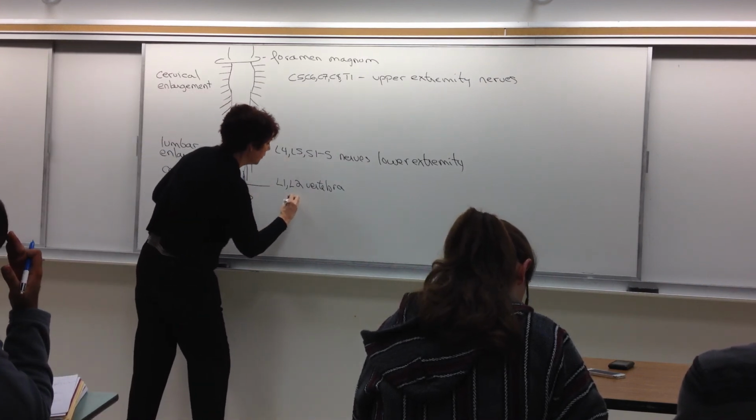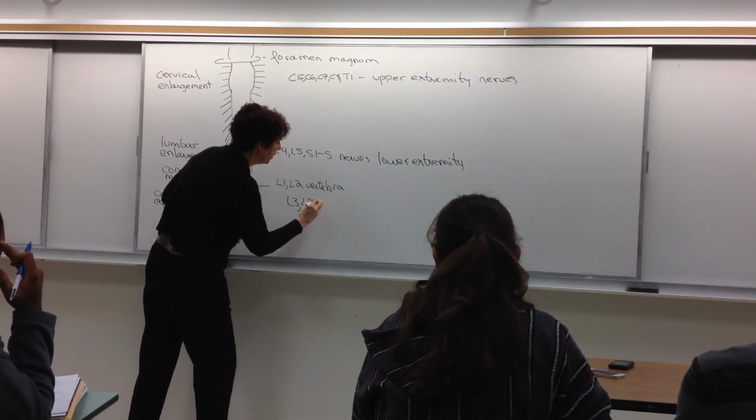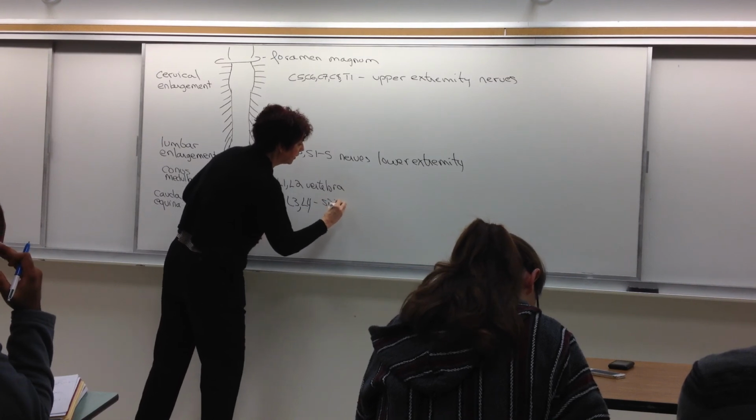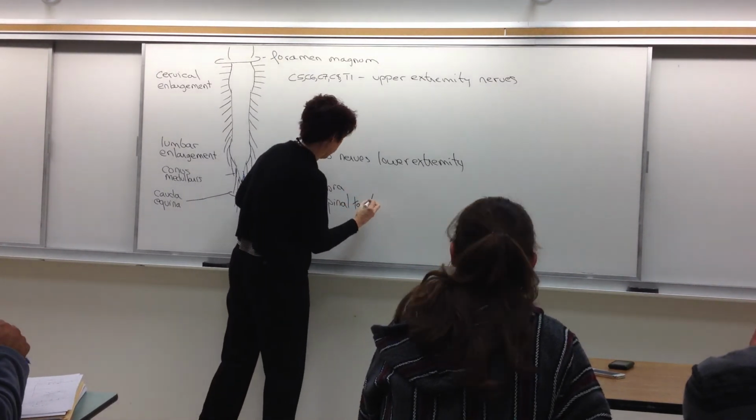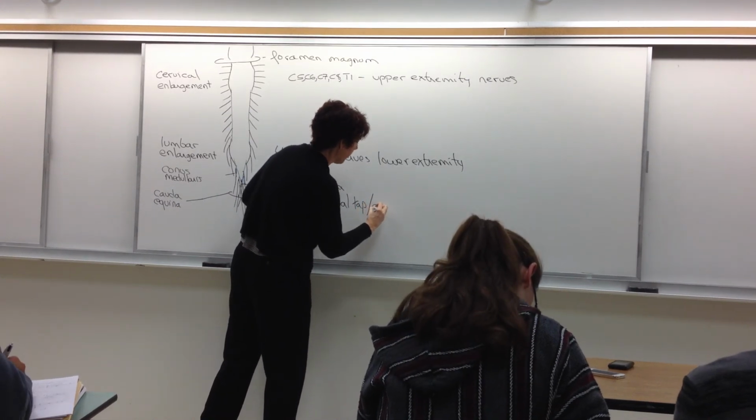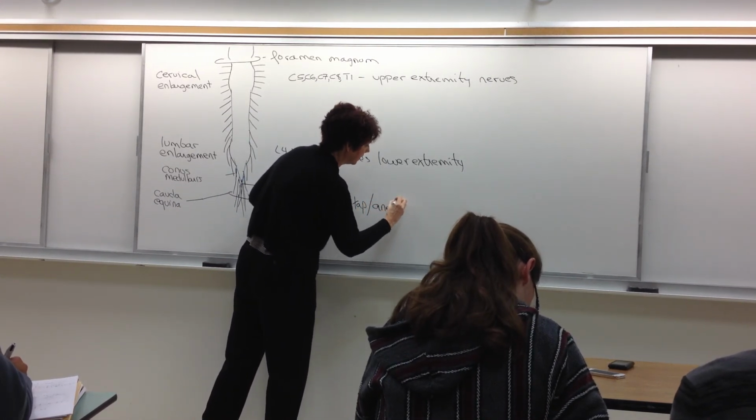So between L3 and L4 is where a spinal tap would occur, because there is no spinal cord at that point, just spinal nerves. Spinal tap is spinal anesthesia.